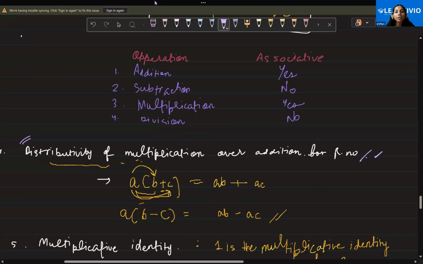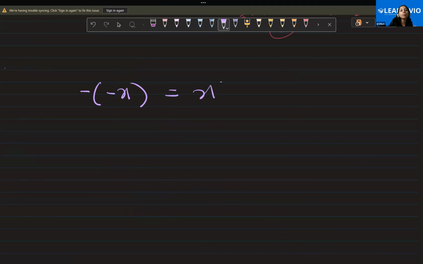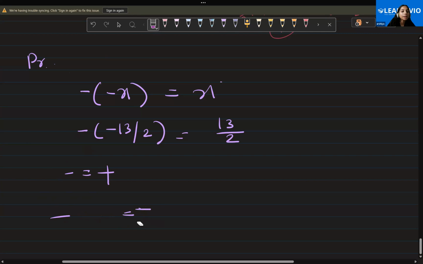All right. So now we have this one question, where they have written: prove that negative negative x, where this negative is outside the bracket, is equal to x. So you have to prove whether this is correct or not. They'll give you negative negative 13 by 2 should be equal to 13 by 2. Now, how will you do this? You already know that when there are two negative signs, this becomes positive, right? Negative times negative sign is a positive sign, right? Yes, ma'am.